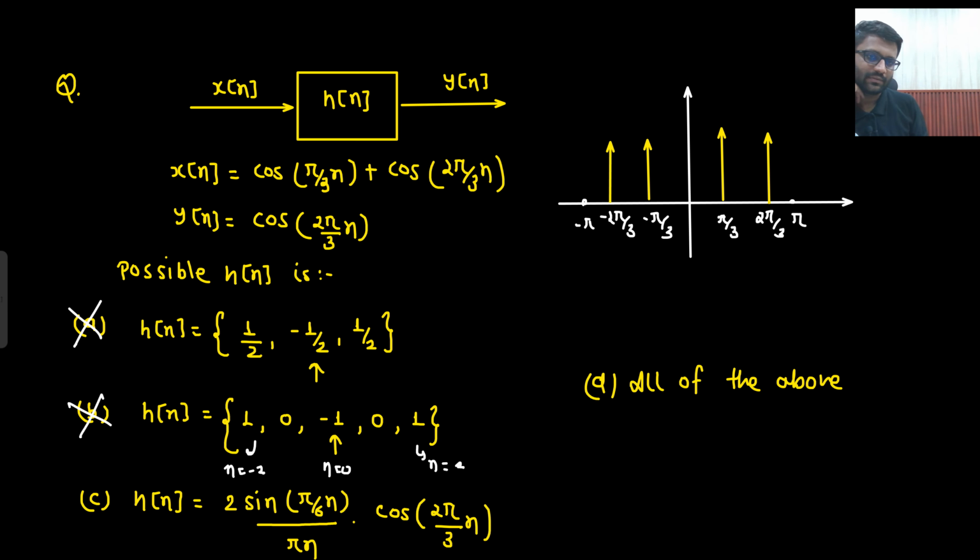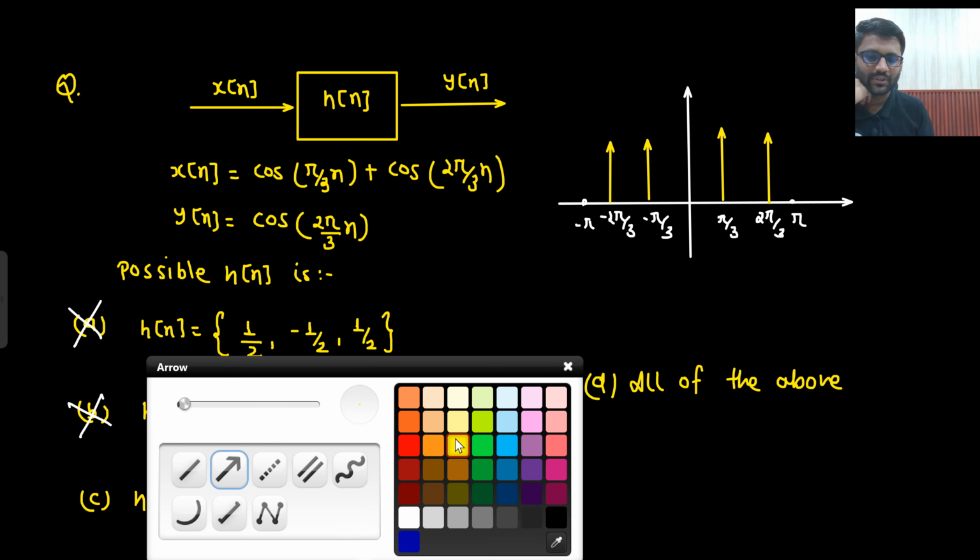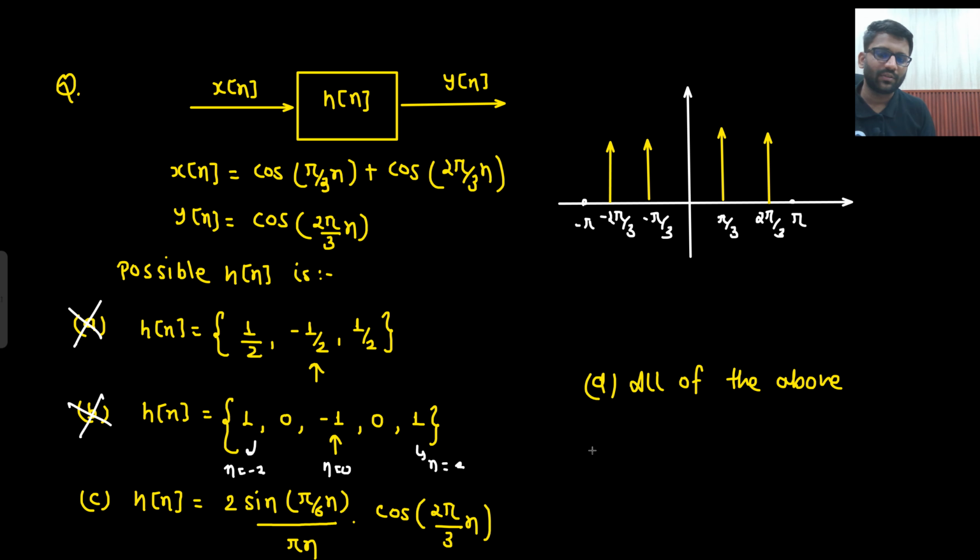What about this one? Can you make the response of option C? Yes, surely I can make the response of option C. So you know that all of the above cannot be the answer. So this has to be the answer. Option C has to be the answer. And surely I can see that it is a band pass filter, right?